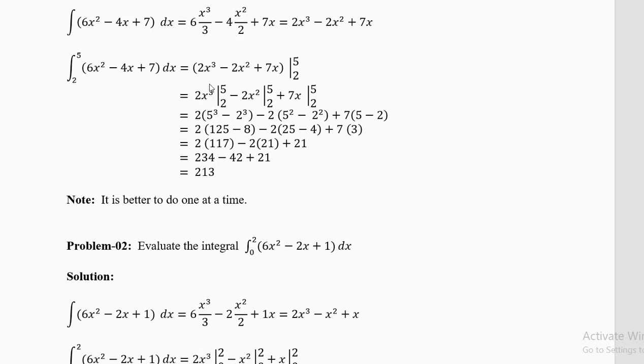Normally it is better to do one at a time. You first finish the first term 6x², then the 4x, then the 7. And remember, the middle term has a minus in this question.